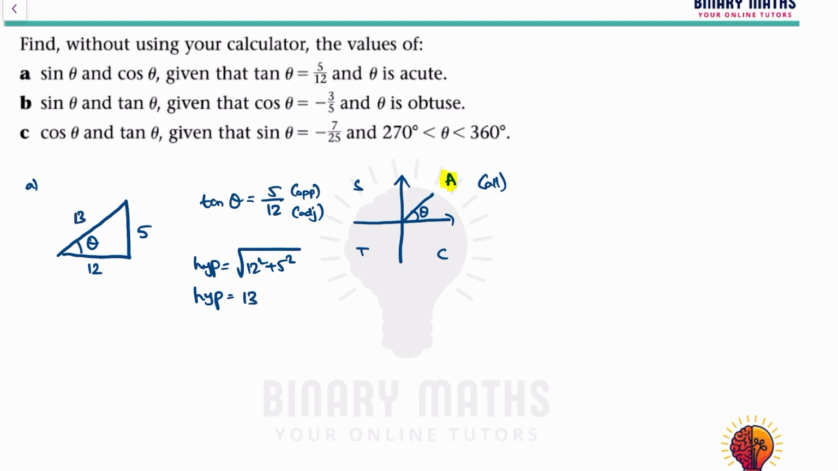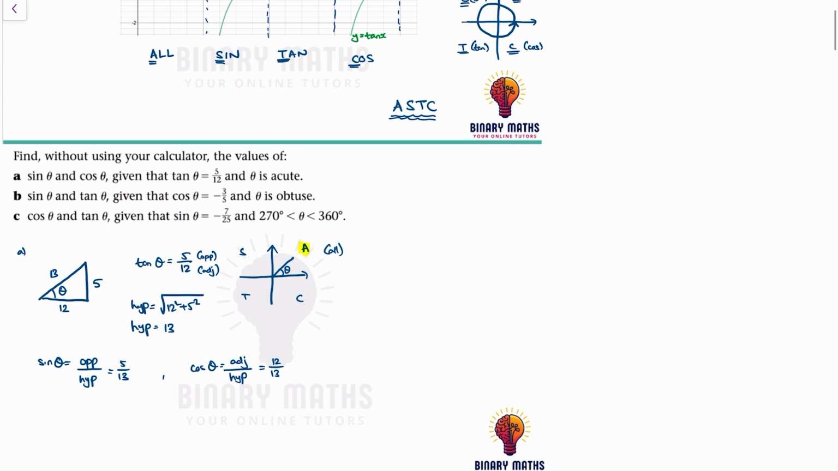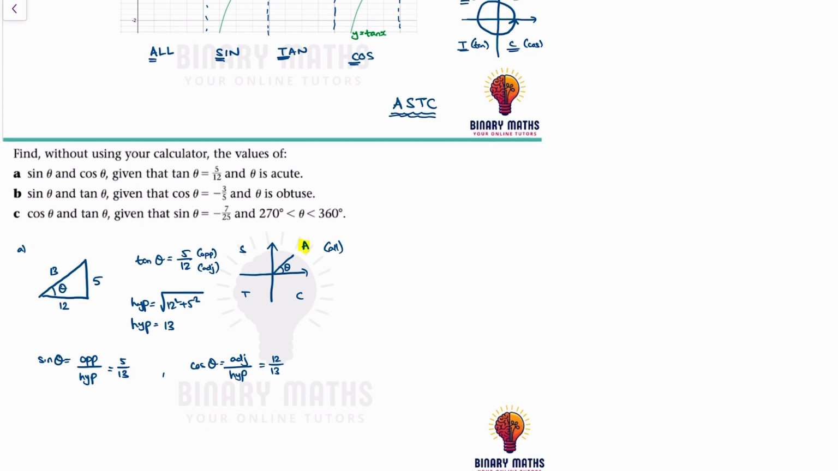So if I want to find sin theta, it's opposite over hypotenuse using SOHCAHTOA. Opposite is 5, hypotenuse is 13. And if I want to find cos theta, it's equal to adjacent over hypotenuse, which is equal to 12 over 13. So that's part A, and all of them are positive values because we are in the first quadrant.